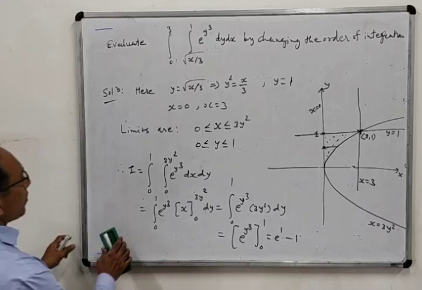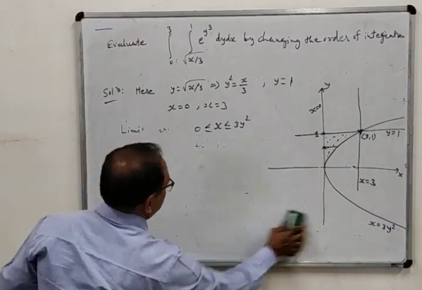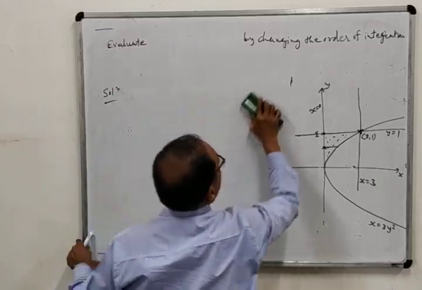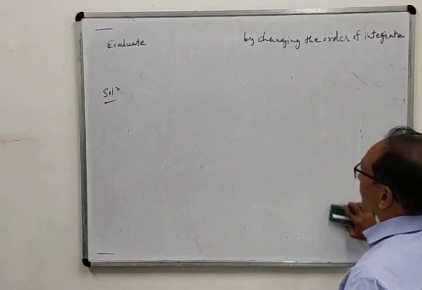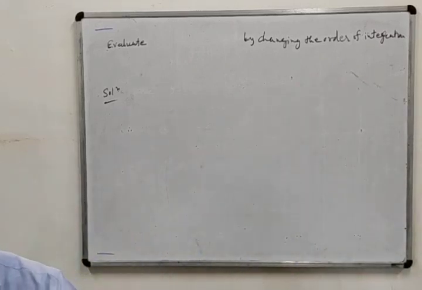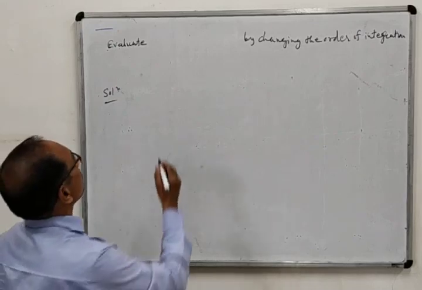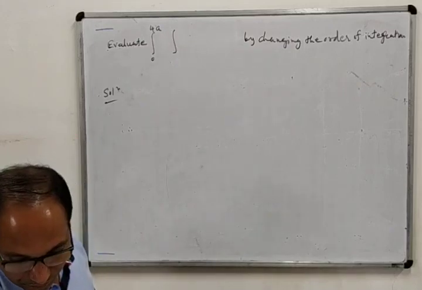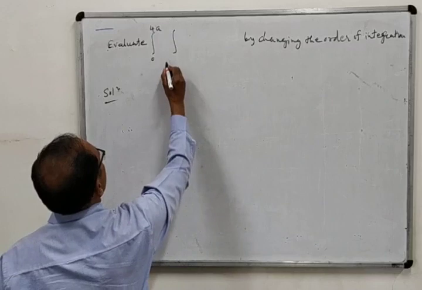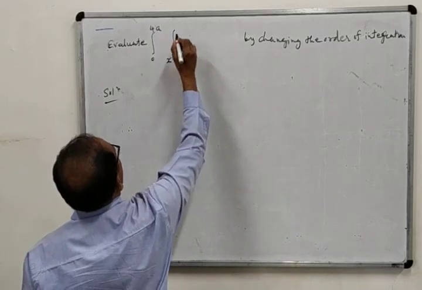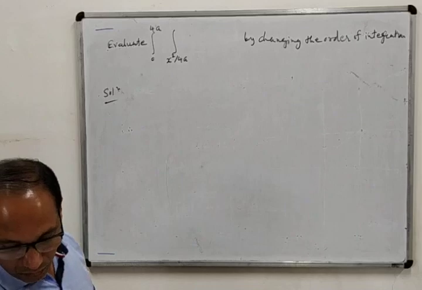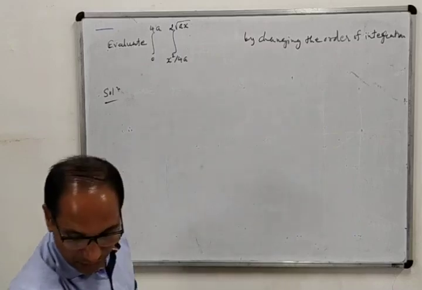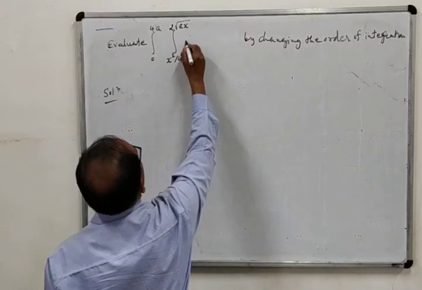Okay, now let us see one more example. Evaluate the integration from 0 to 4a, of the integration from x square upon 4a to 2 root ax, and here the integrand is dy dx.